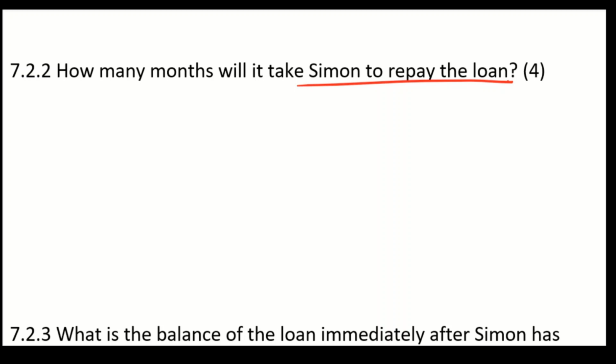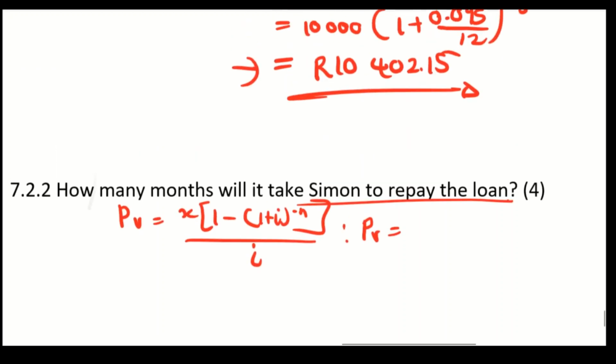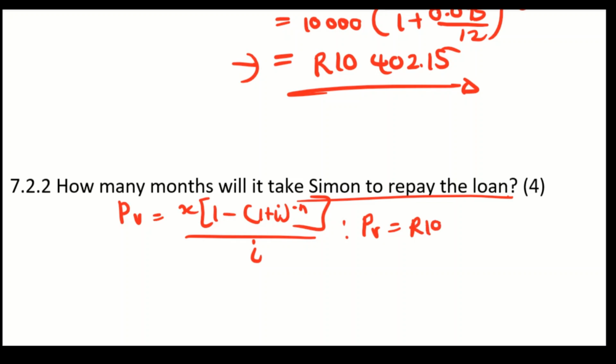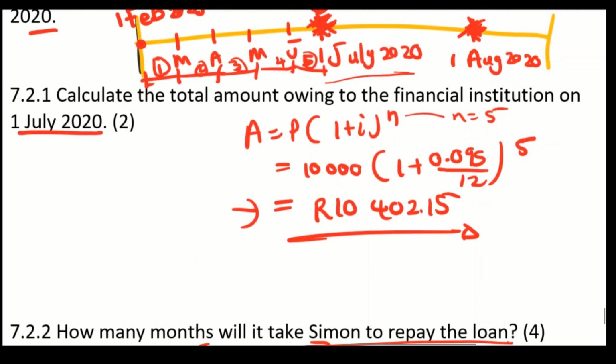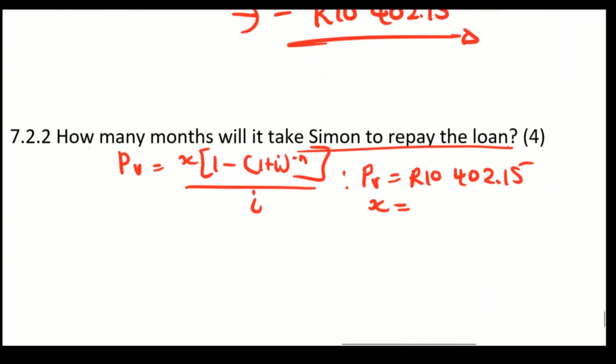Remember, when we take a loan from a bank, we use what we call a present value annuity, right? So we're going to use the formula PV is equal to x into 1 minus (1 plus i) to the power of minus n, all over i, right? And our PV is the loan, which is 10,402.15, right? And our x, we don't know, because as it says here, how many months? Oh, we actually know the monthly payments. Oops, I just noticed. It's 450, right? So he's going to pay 450 every month.